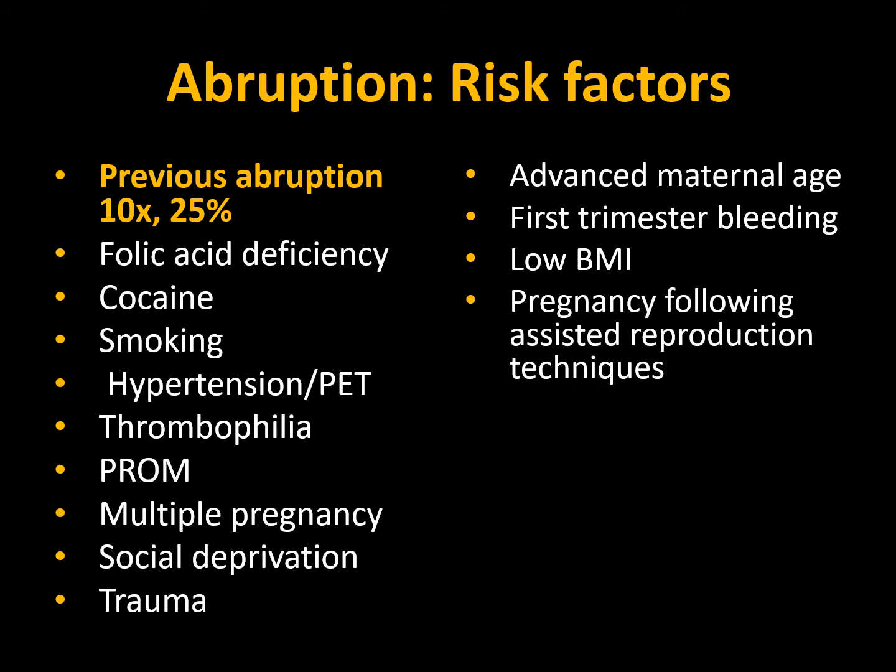Risk factors for abruption. The most important risk factor is a previous abruption. The risk of abruption is 10 times higher after one episode of abruption and 25% after 2 episodes. Other risk factors are folic acid deficiency, cocaine, smoking, hypertension, preeclampsia, thrombophilia, pre-labor rupture of the membranes, especially prolonged pre-labor rupture of the membranes, multiple pregnancy, social deprivation, trauma, advanced maternal age, first trimester bleeding, low body mass index, and pregnancy following assisted reproduction techniques.